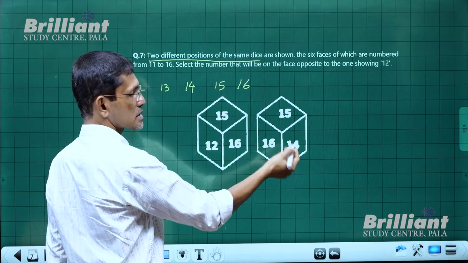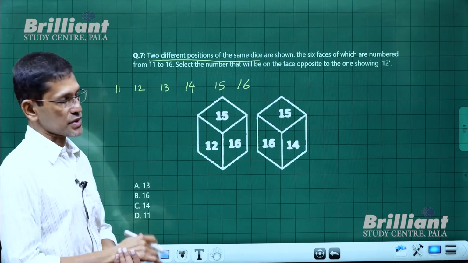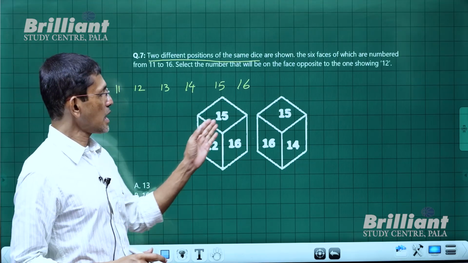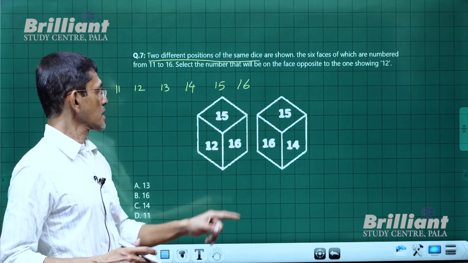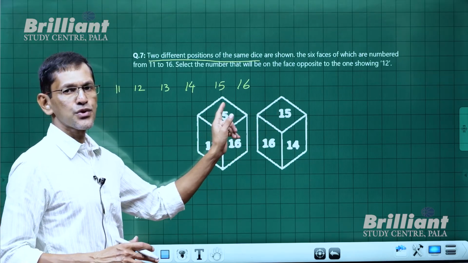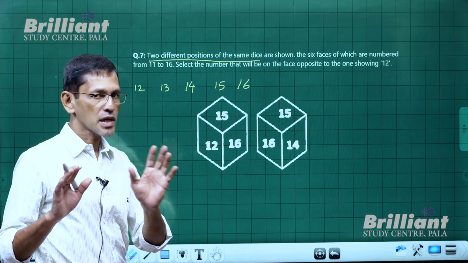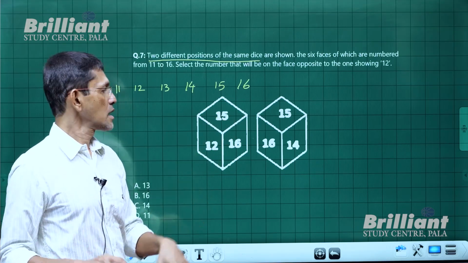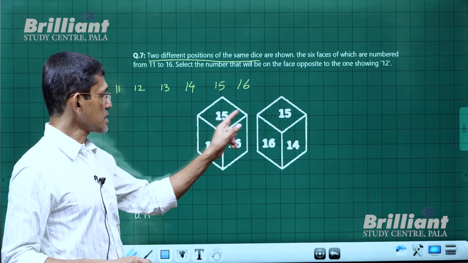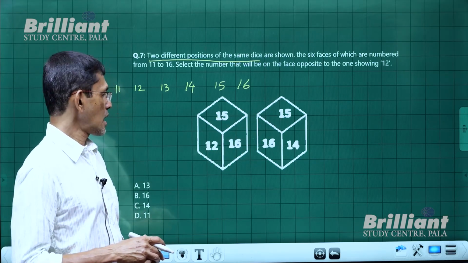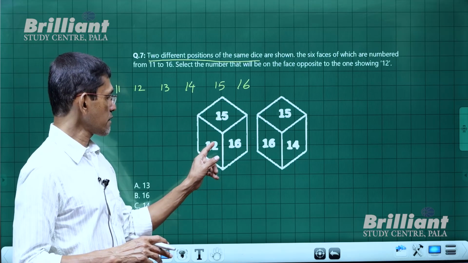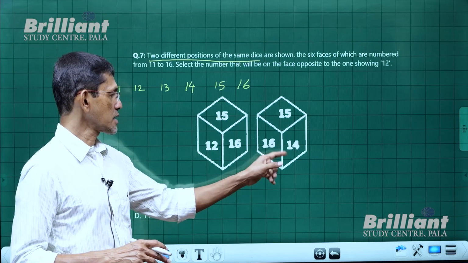This is the same dice, but in 2 different positions. And when you compare these 2 dice, what do you see? 15 is common here. These are 2 images of the same dice. It's not 2 different dice. In one image, 15 is here; in the second image, 15 is here. So there's no change for 15. And in this case, it's 12 and 16. This case is 16 and 14.